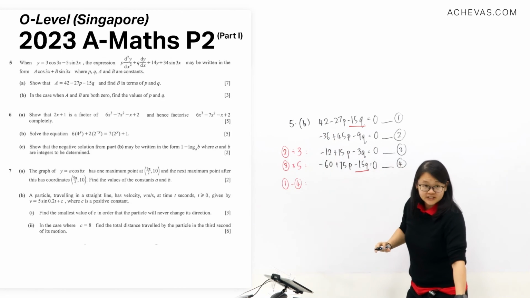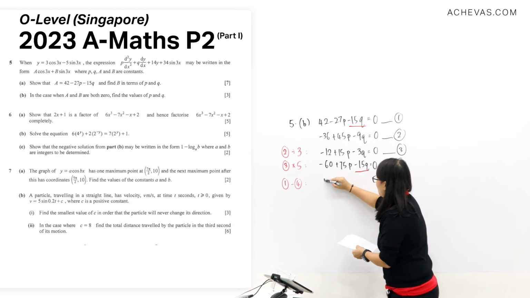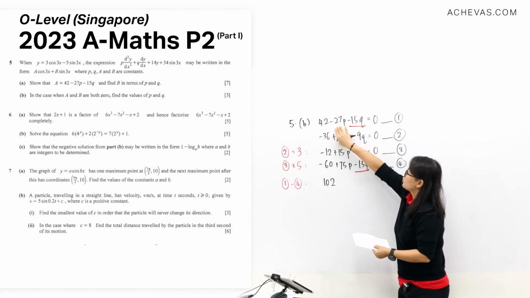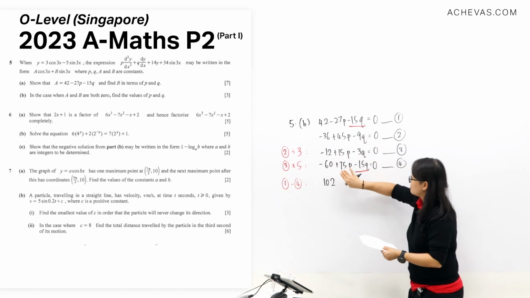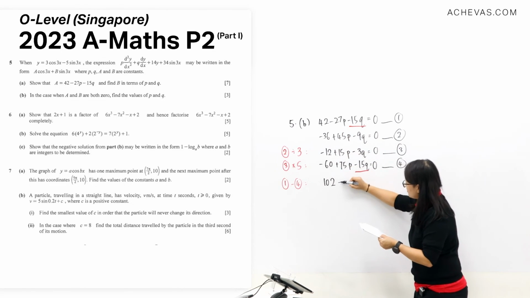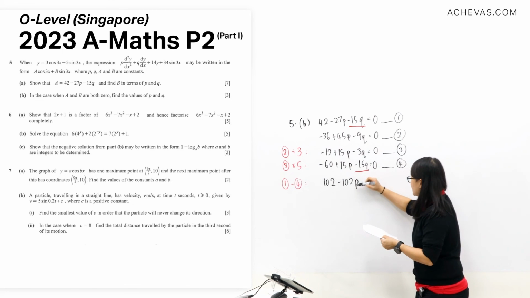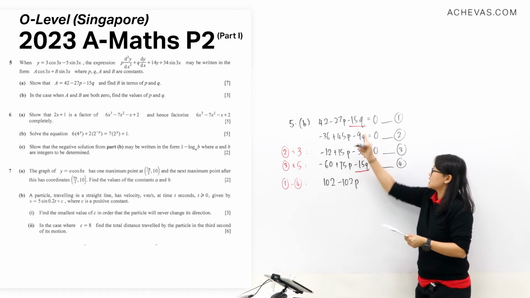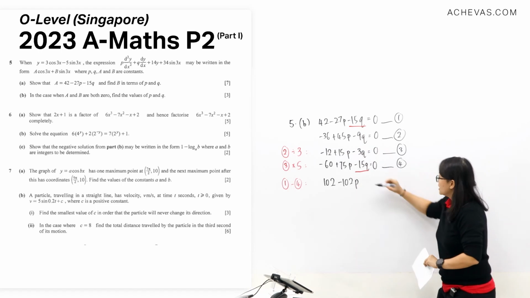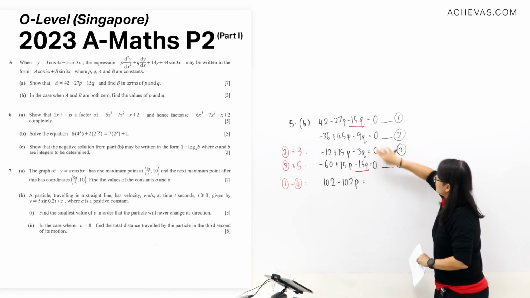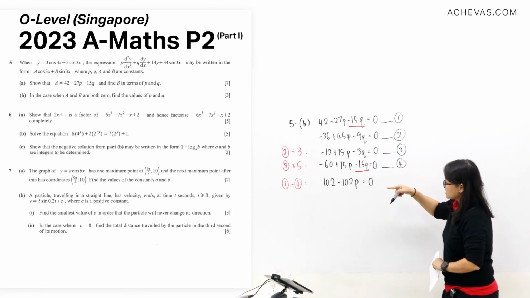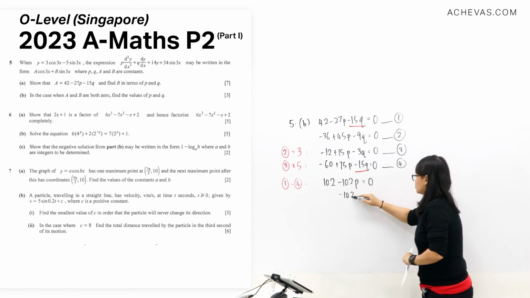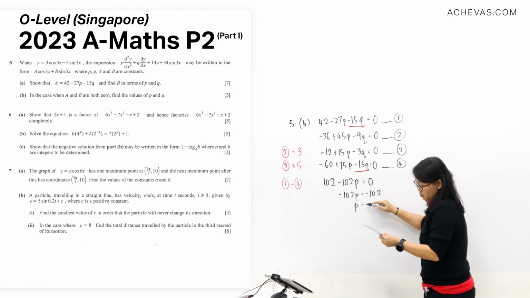42 minus negative 60, I'll be having 102. Negative 27p minus 75p, I'll be getting minus 102p. Since the q will be the same, I subtract, that's 0. So over to the right hand side, 0 minus 0 is 0. So I'm getting this. So few more steps, 102p will be equals to negative 102. So p will be equals to 1.